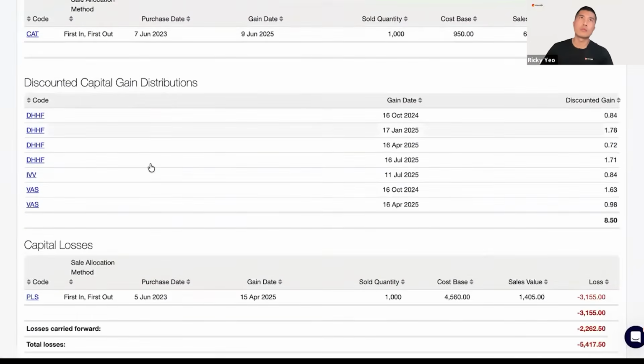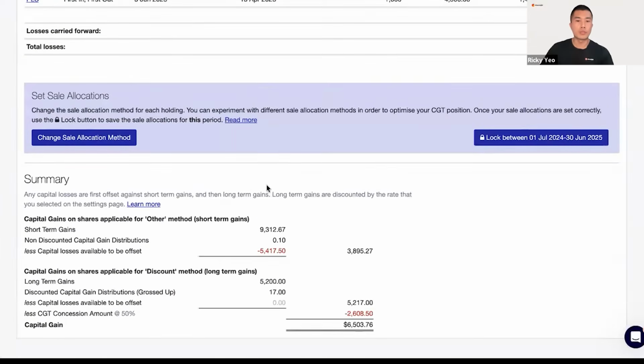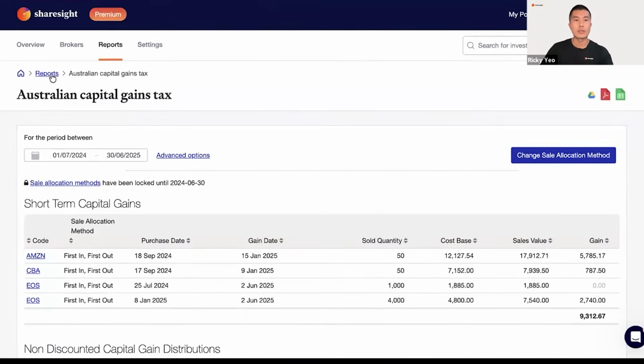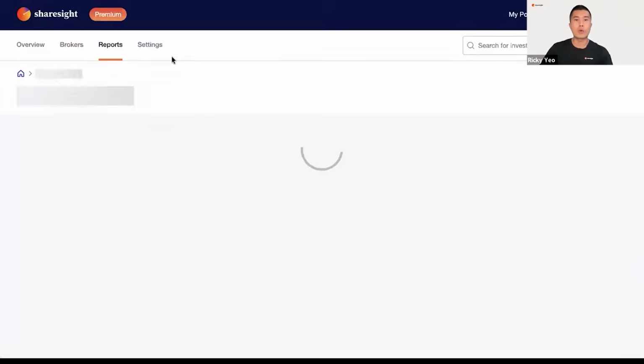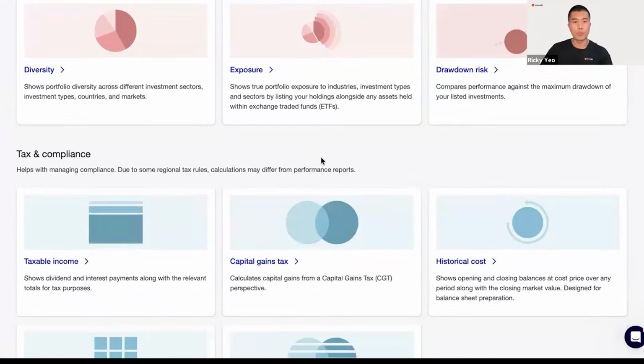When you are filing your own tax return, most of the information that you get will be coming from the summary section. So if you need to report on your current capital gains, your net capital gains, any capital losses or any losses carried forward on the myTax portal, if you're doing your own tax return, most of the information will be here. And then the other one would be the taxable income report.